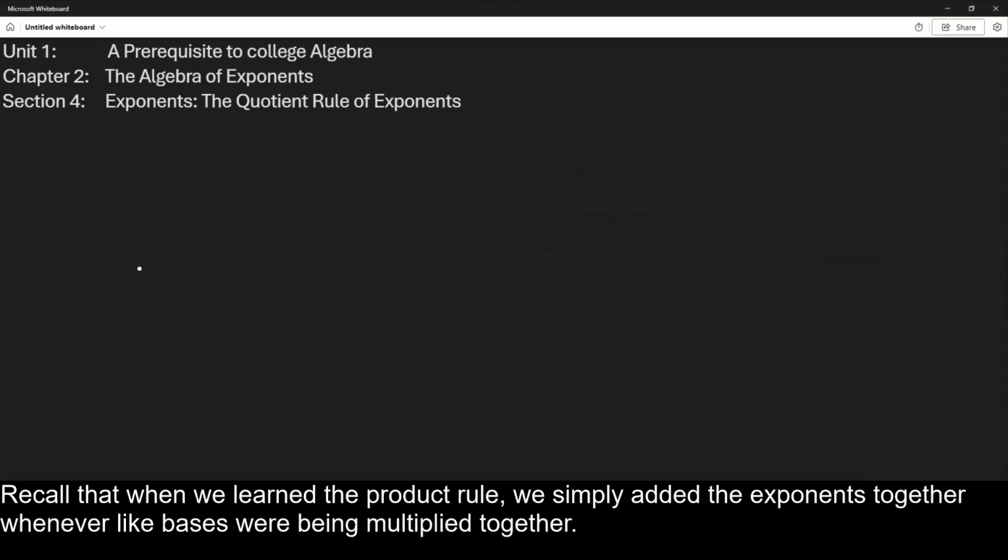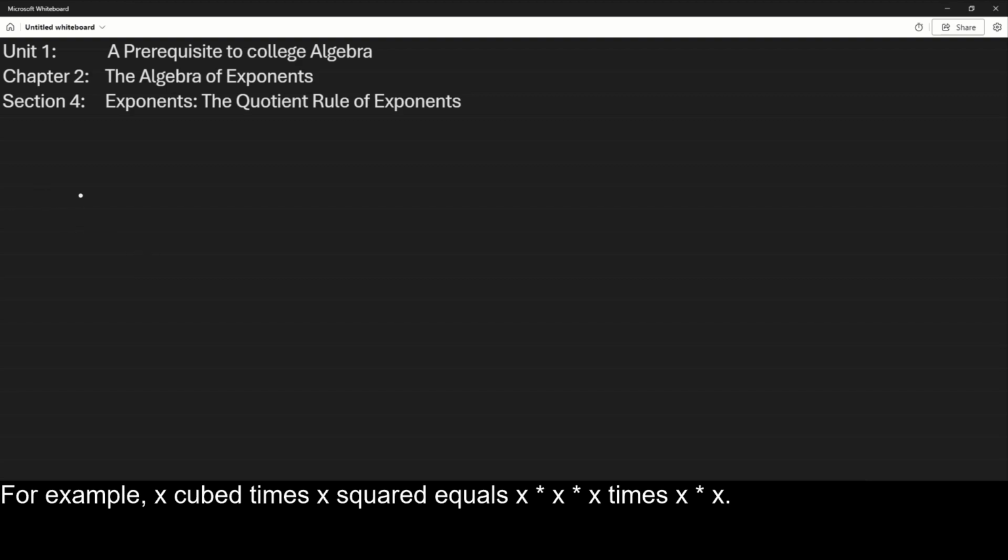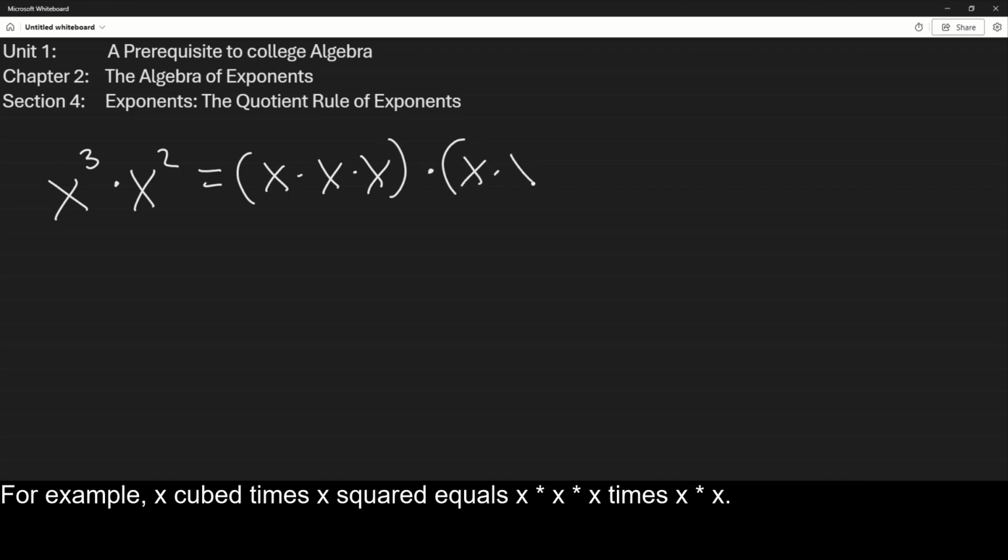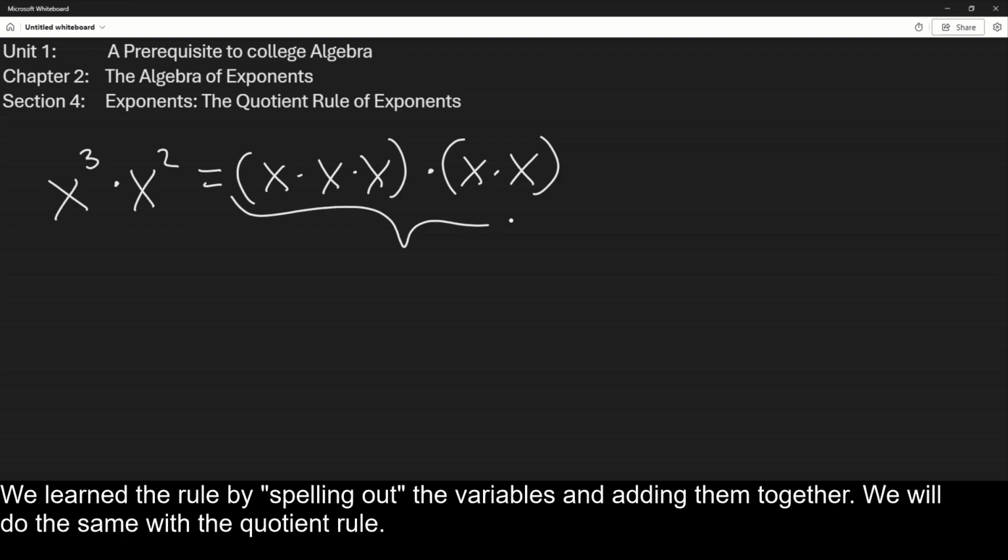Recall that when we learned the product rule, we simply added the exponents together whenever like bases were being multiplied together. For example, x cubed times x squared equals x times x times x times x times x. We learned the rule by spelling out the variables and adding them together. We will do the same with the quotient rule.